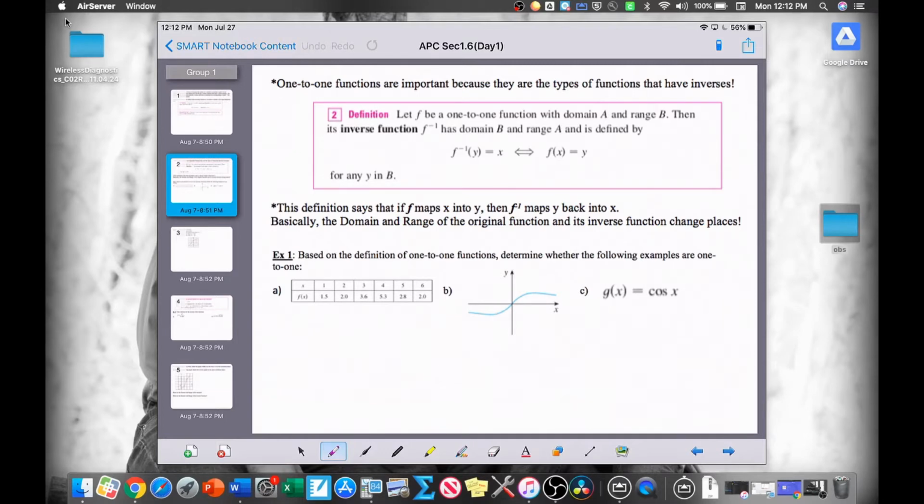So here's our working definition. If f is a one-to-one function where its domain is A and its range is B, then its inverse function, and we refer to the inverse function with this symbol right here, f to the negative 1 power, that's how we write f inverse, has domain B and range A, right? So the relationship between a function and its inverse is basically that its domain and its range swap. The x values and the y values switch places. So this definition says that if the function f maps x into y, then f inverse will map y back into x. And as I said before, basically the domain and the range of the original function and its inverse function change places.